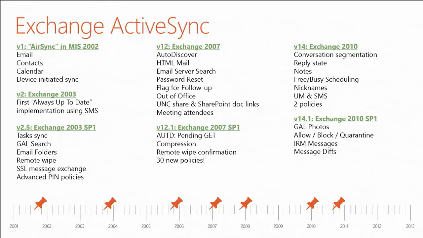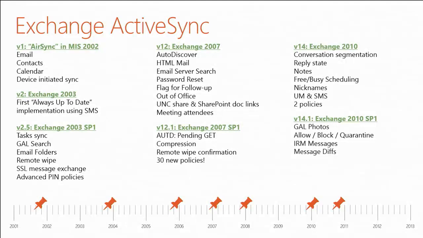With 14.1, we added support for GAL photos, so now you can get a picture of your contact down on the mobile device in your EAS client. A big step forward was allow block quarantine, so that you can have some control over devices that connect to your infrastructure. You can choose to always allow a certain type of device. You can choose to quarantine and take an action yourself, or explicitly block.